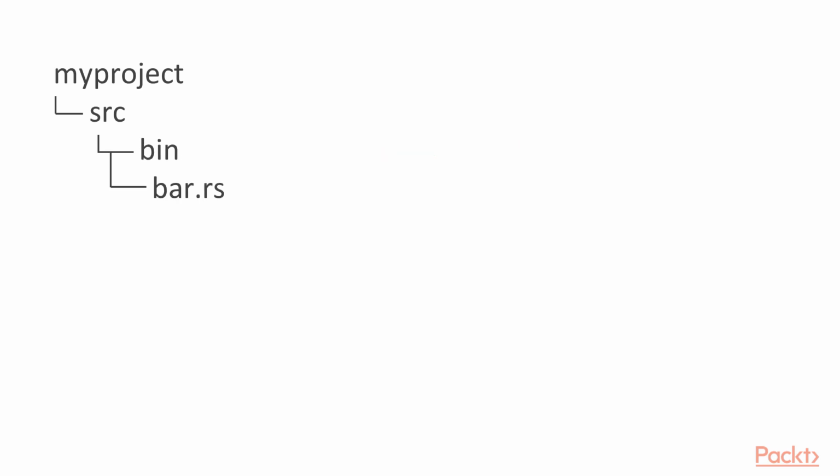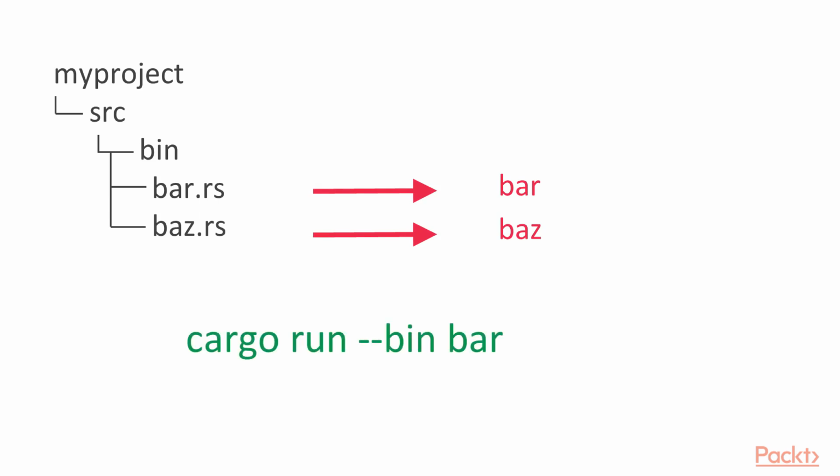The other main way to specify a binary is to place a file inside of the bin subdirectory of source. The name of the executable will be taken from the name of the file. So in this example, the binary is bar. The benefit of this approach is that you can add as many executables as you want. If you do this, you need to remember to specify which binary to run on the command line when you do your cargo run command.